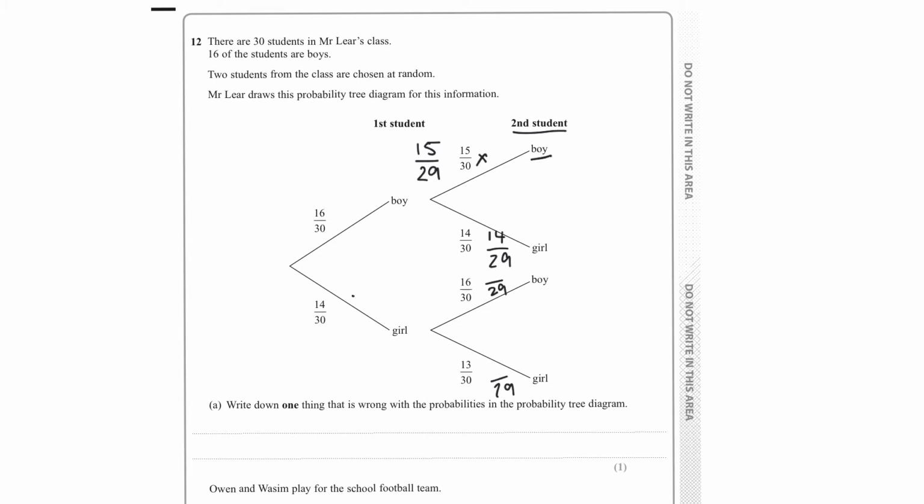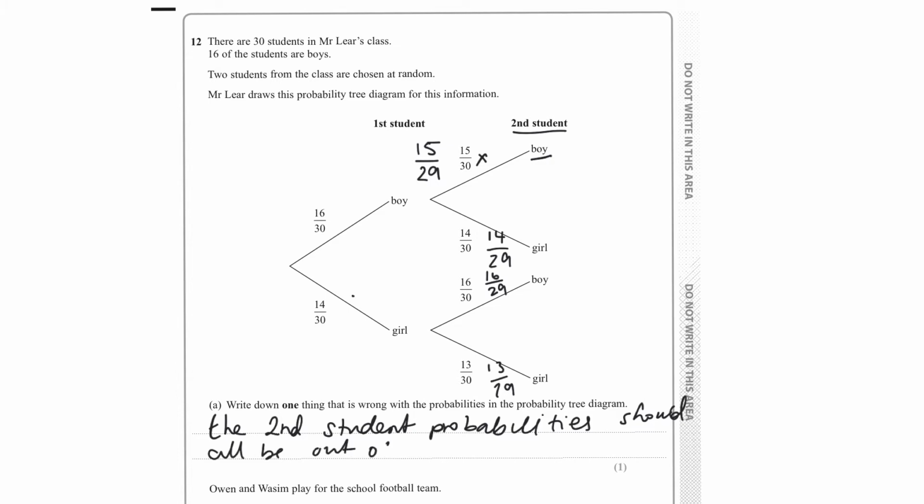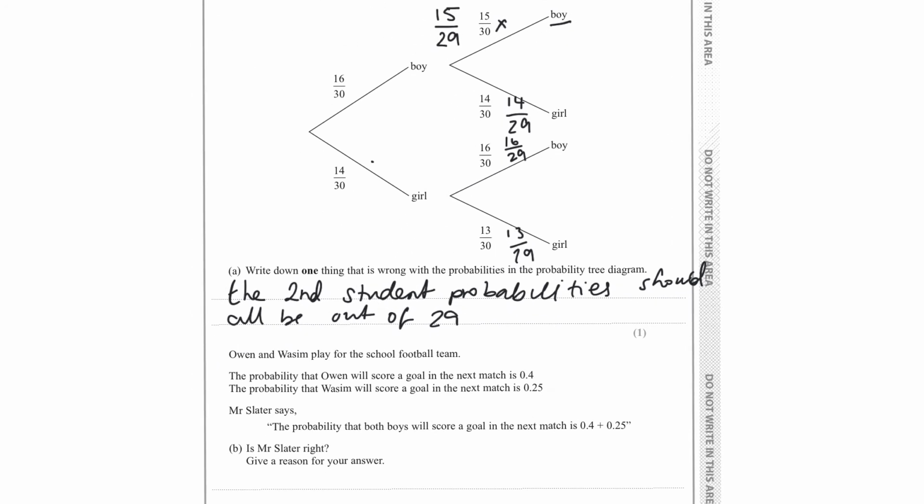And then for the second tree, it should be 16 out of 29, and then it should be 13 out of 29. So really and truly, we can see that the common error is that the second student probabilities should all be out of 29, and they're not. So that's one thing wrong here.